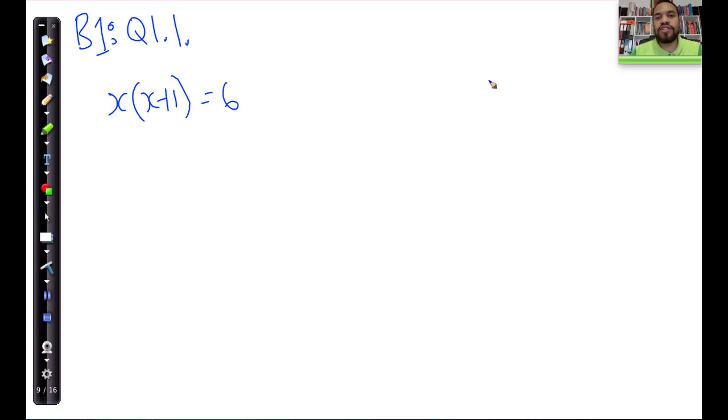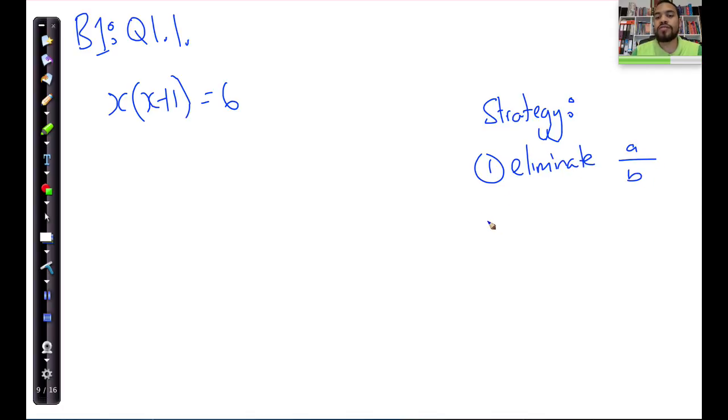So this is the strategy for when working with things that eventually will start looking like solving quadratic equations. The strategy is one, don't work with fractions, okay? So I would say eliminate the fractions. And how do you do that? You use the LCD. Two, eliminate square roots, because we don't like roots, right? Then three, put it in standard form.